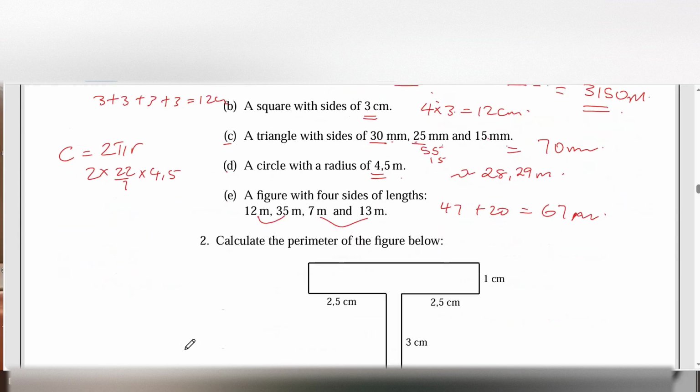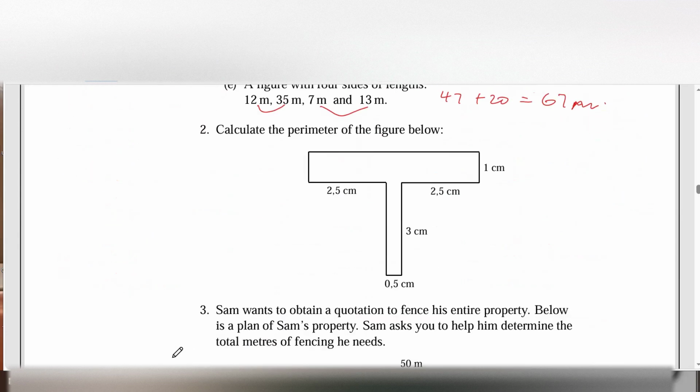Okay, and then question number 2, they want us to get the perimeter of this shape. So this is a composite shape that we need to work with. And we said, break it down if you have to. So one thing we need to know is the sides. If this is a 1, then automatically this must also be a 1. If this is 3, this must also be 3. And then we need to find the top. So we have 2,5, 2,5, that's a 5. And then 5 plus 0,5, which means the top here is 5,5.